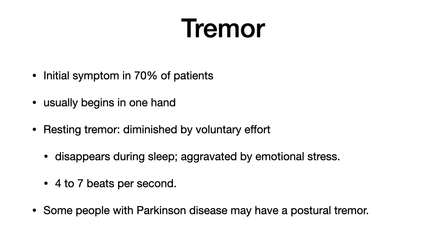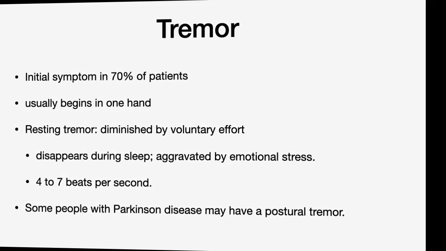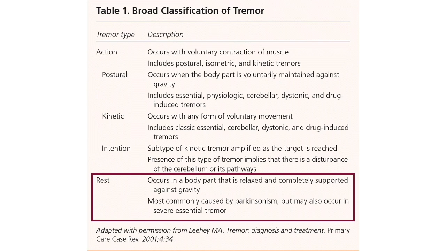Some people with Parkinson's disease may have a postural tremor. Postural tremor is another tremor type called action tremor. On this slide, the table shows different types of tremor. Basically, tremor can be classified as action tremor or resting tremor. Action tremor occurs with voluntary contraction of muscle, while resting tremor occurs when the person is at rest.